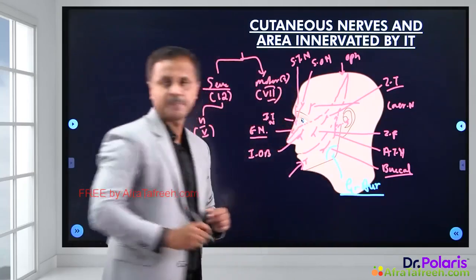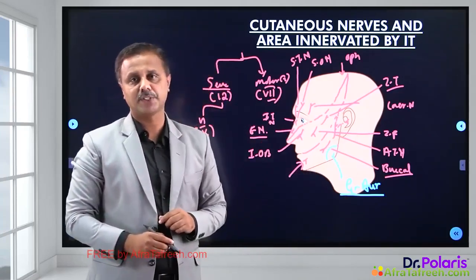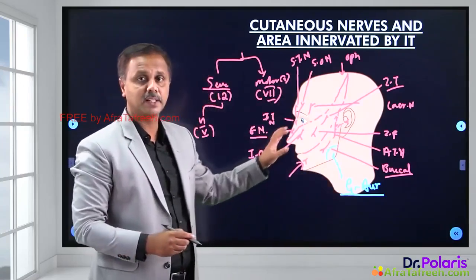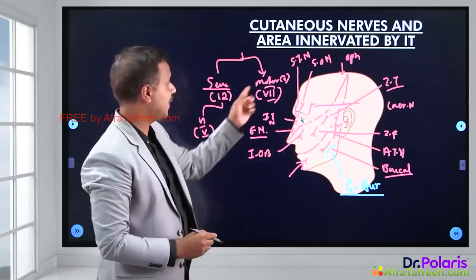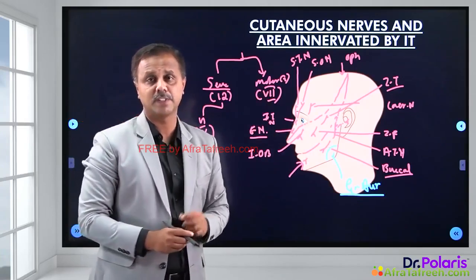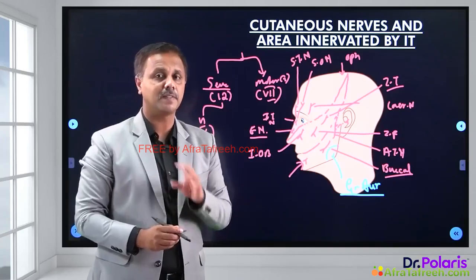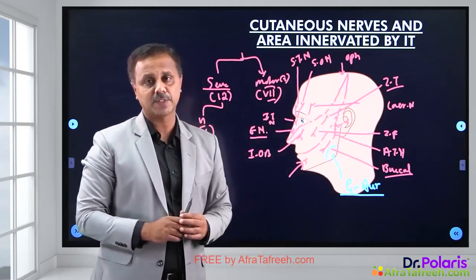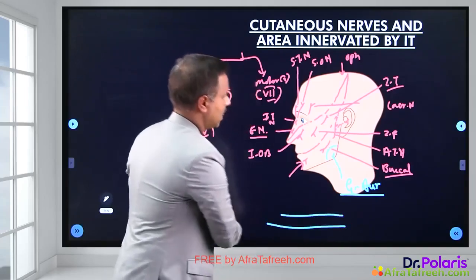nerve. Okay? This completes the sensory innervation of the face. You can see how many nerves are supplying the sensory innervation of the face. We have 12 nerves. As I said, the other nerve or the 13th nerve which innervates the face is the motor nerve, that is facial nerve innervating facial muscles. This is regarding the cutaneous nerves of the face and the area innervated by it.